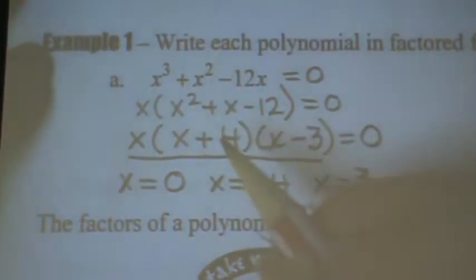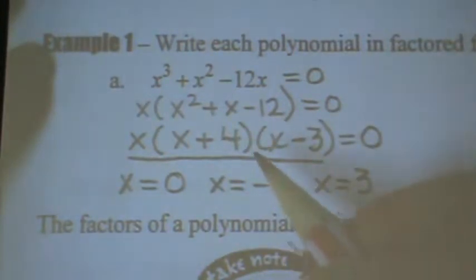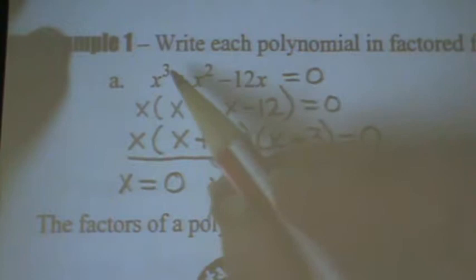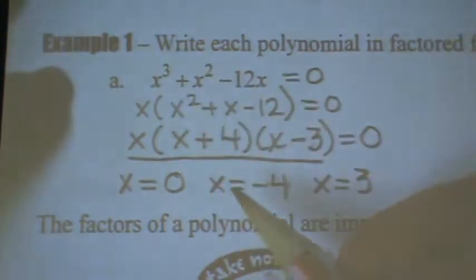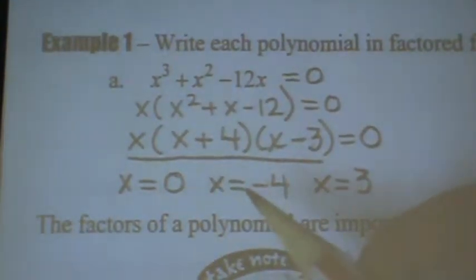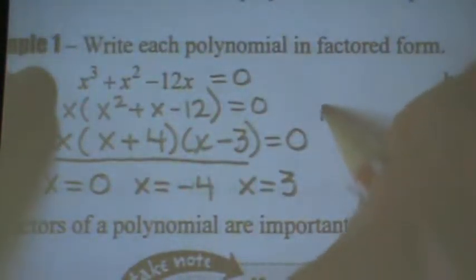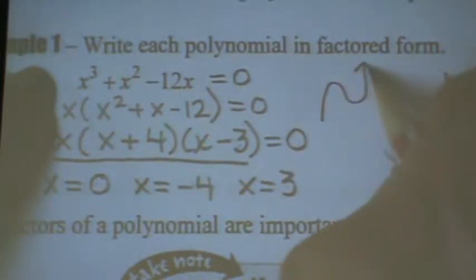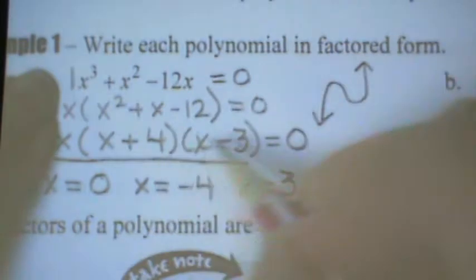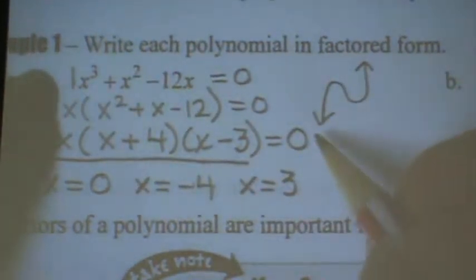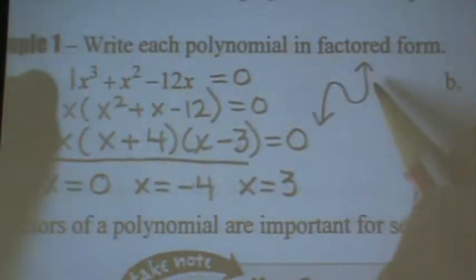Based on what we learned the other day, what's the left and right behavior going to look like? It's a degree 3, so how many turns will there be? There's going to be 2 turns. And the left side's going to be going down and the right side's going to be going up. How do I know that? Because the leading coefficient's positive, it's a positive 1.